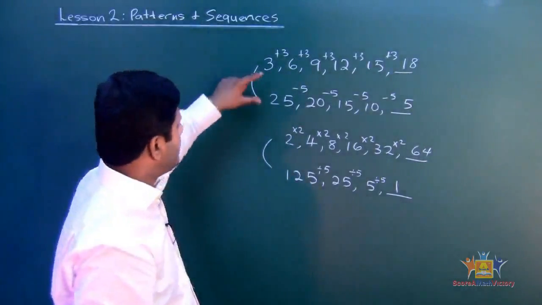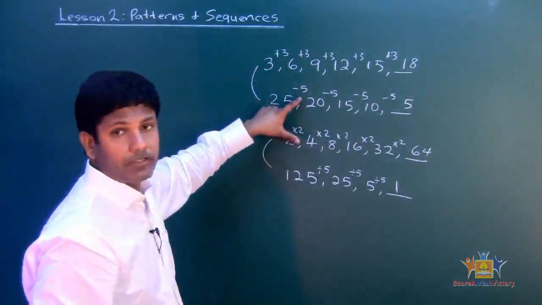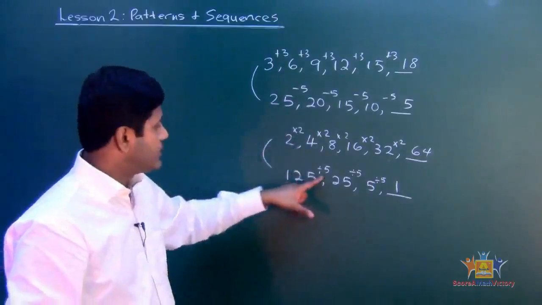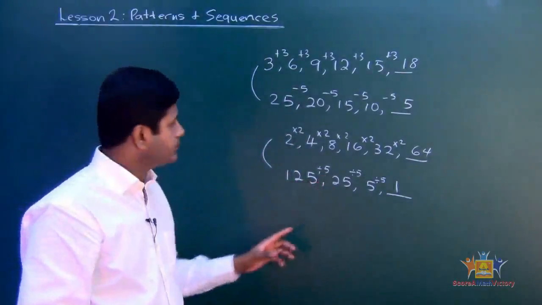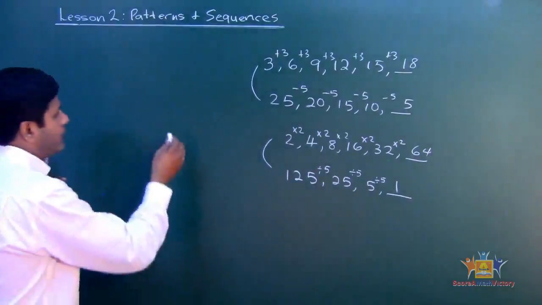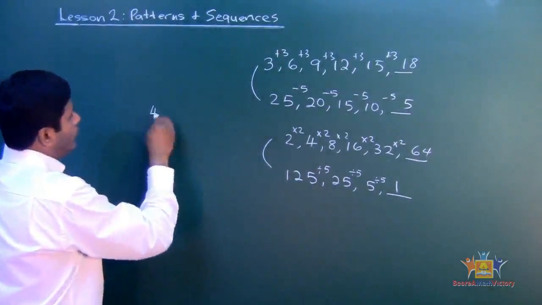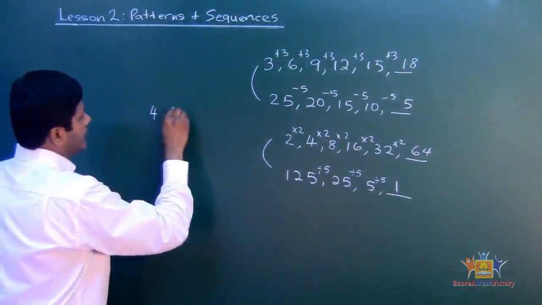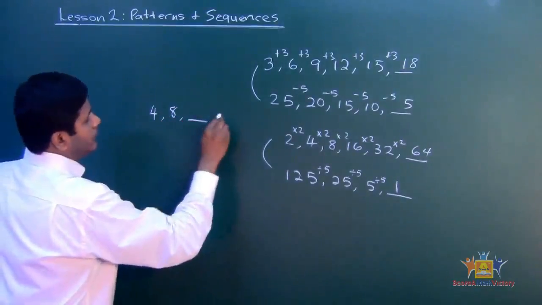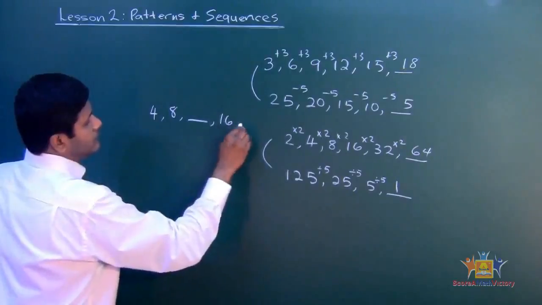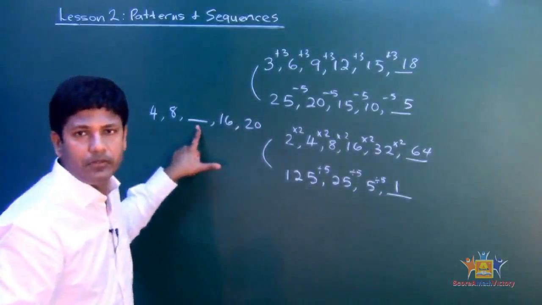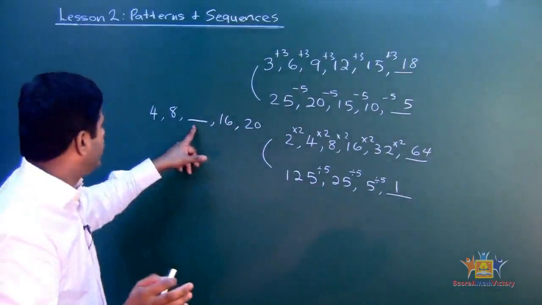Okay, so arithmetic involves addition and subtraction. Geometric involves multiplication and division. Okay, so now let me give you a problem. Let's say I give you 4, 8, and then I put 16, 20, and ask you to find the missing number. Now be careful here. Look at this.